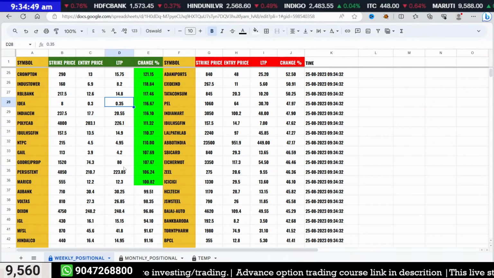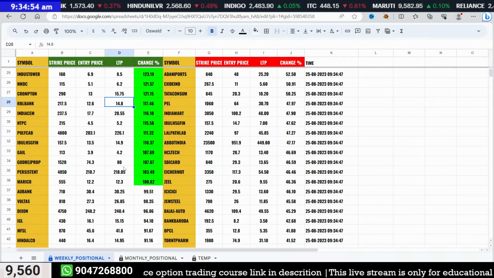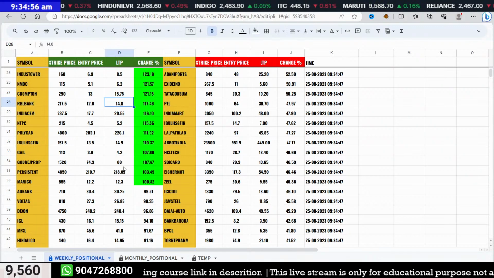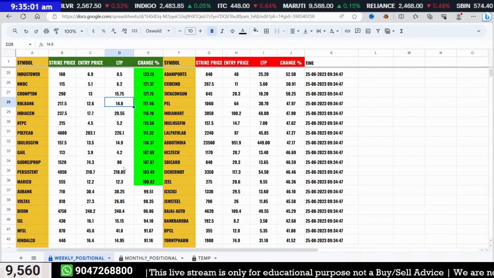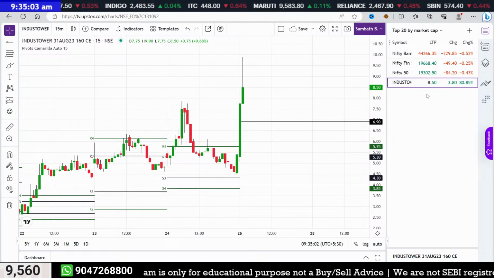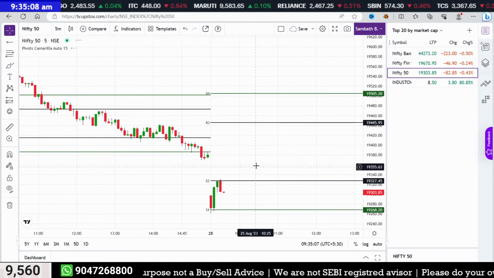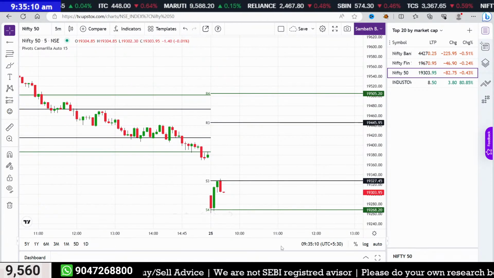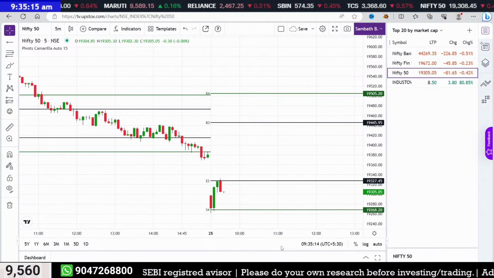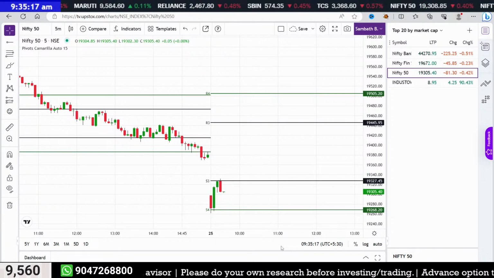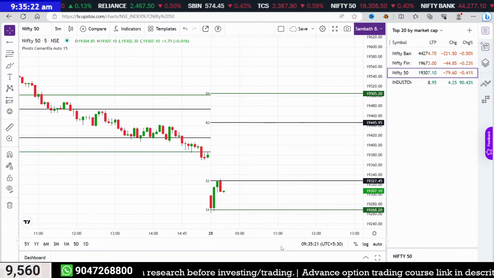Godrej Properties still struggling at the same level, and Persistence, Marico, AU Bank. I think AU Bank is not active, seeing the price, and Voltas is also not active at this moment. 810 Dixon. Nifty again started moving, 83 points. Yeah. Look at this, S3 and R3. It was trading between S3 and R3. We should wait for confirmation for the movement or trend side. So we'll just wait and look. Again in this tower, good opportunity, and we can try.